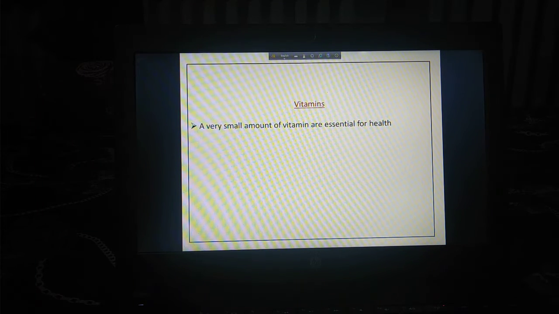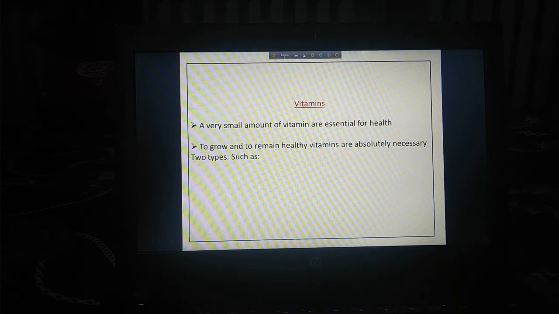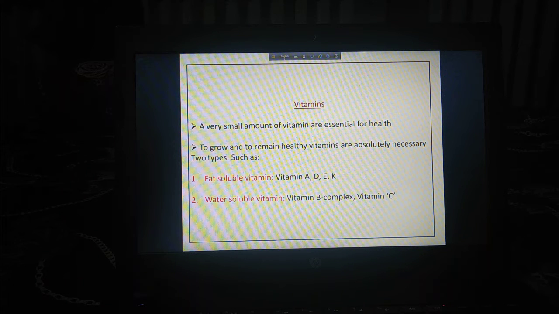Vitamins. A very small amount of vitamins is essential for good health. To grow and to remain healthy, vitamins are absolutely necessary. There are mainly two types of vitamins. One is fat soluble vitamin, another one is water soluble vitamin. The vitamins which are mainly soluble in fat are called fat soluble vitamins, as for example, A, D, E, K.